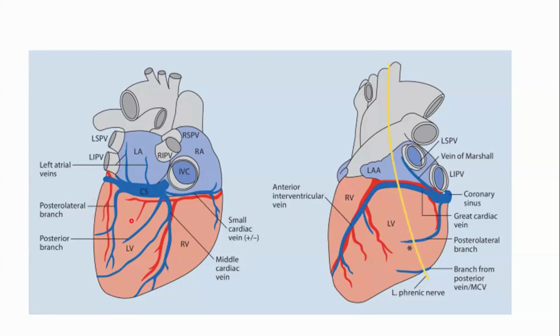So this is sort of the region. And then when the great cardiac vein comes to the anterior aspect of the heart, it usually continues into the anterior interventricular groove alongside the LAD. So that's, in short, the anatomy of the coronary sinus.